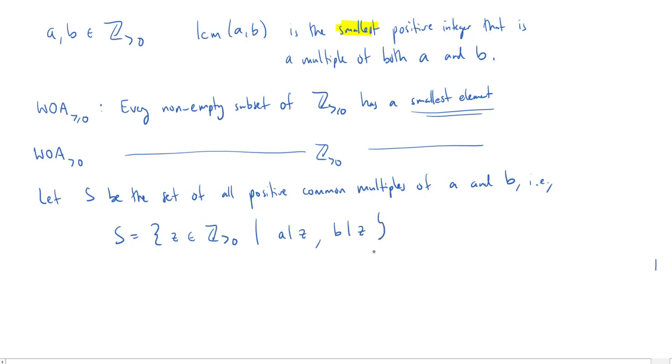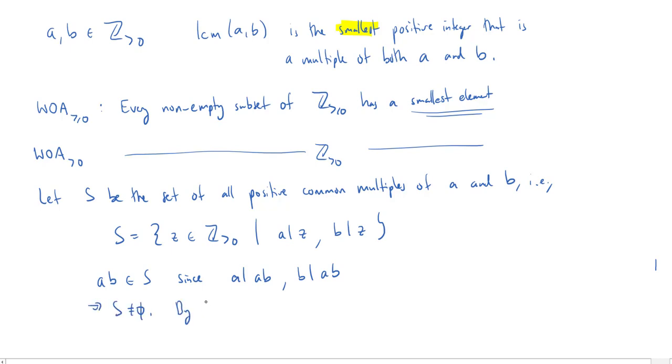All right. In order to use the well-ordering axiom, though, we need to establish that we have a non-empty set. So it's not a priori obvious that S has anything in it. Of course, just a little bit of thought will let you see that there is something in there, namely A times B is an element of S, since A divides AB and B divides AB. How do you know it divides? Well, it divides because A times B is equal to AB, and B divides AB because B times A is equal to AB. All right, so this implies that S is non-empty.